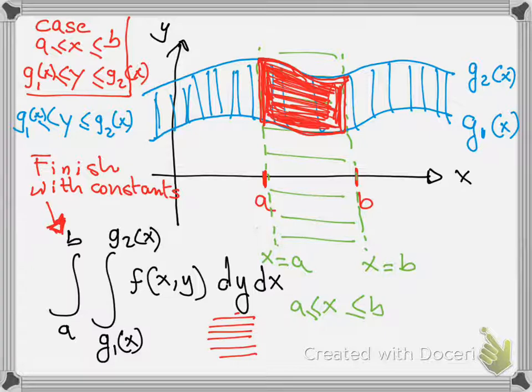In the other case, your x is between constants, and y is between two functions. If y is between two functions, then you start with y. You have to integrate first with respect to y, and then you integrate with respect to x because x is between constants. So first you start with y because it's between functions, okay? So let's do a couple of examples here.